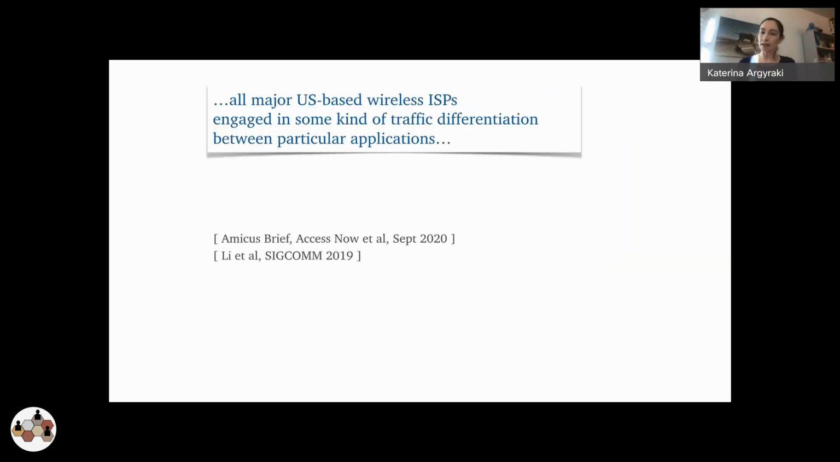Now, in case one might think that these are just academic preoccupations, here's a quote from an amicus brief that was filed last year to support the right of the state of California to enact its neutrality law, the infamous SB 822. So all major US-based wireless ISPs engaged in some kind of traffic differentiation between particular applications. I should say that the amicus brief here cites David Choffnes' work from SIGCOMM 2019, which is an awesome example of academic work playing a role in policy. Parenthesis closes.